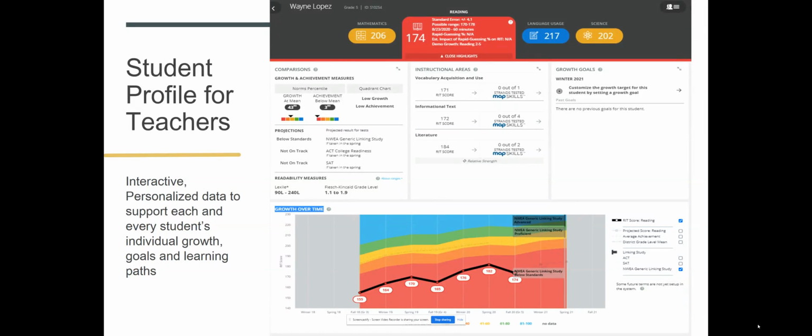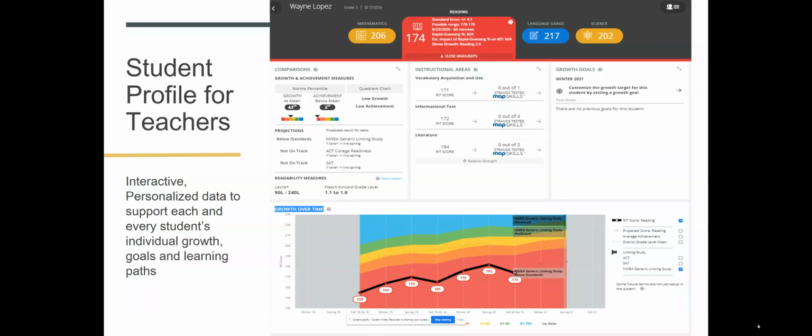Let's take a look at this student, Wayne Lopez. You can see RIT scores in 4 tested areas at the top. Let's take a look at his reading. Wayne's overall RIT reading score was a 174. If you look just below that, you'll see comparisons on the left-hand side.